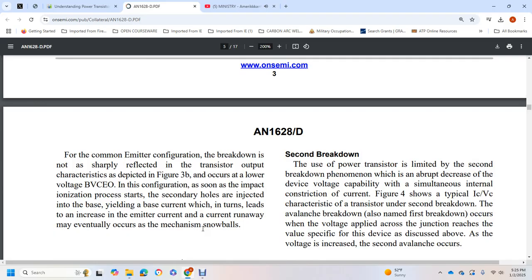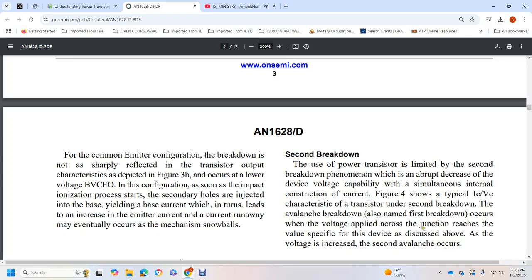Second breakdown. The use of a power transistor is limited by the second breakdown phenomenon, which abruptly degrades the voltage capability of the device with simultaneous internal constriction of the current. Figure 4 shows the typical current-voltage characteristic of a transistor second breakdown.